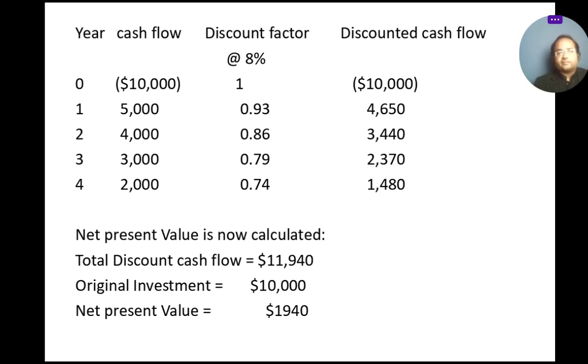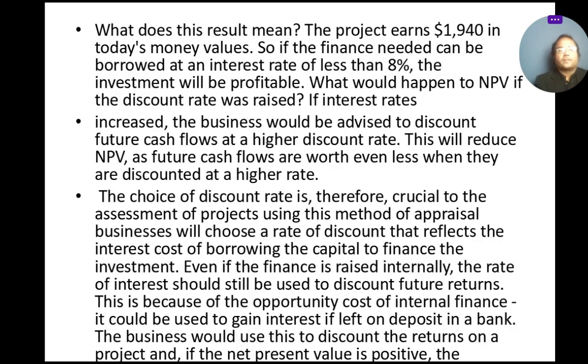You accept the project. If your total discounted cash flow is equal to your original investment, your NPV is zero, or if your total discounted cash flow is below your original investment, the NPV is negative. So you will not accept projects with a negative NPV. You accept all those projects which have a positive NPV value.